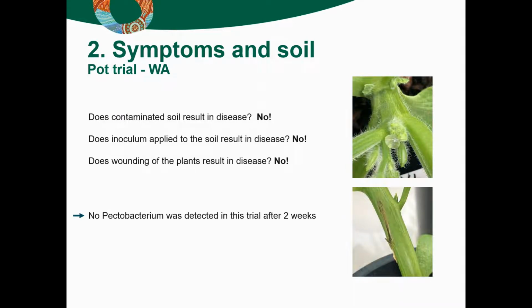So back over in Western Australia, we have another pot trial happening. Basically, the outcomes of this one was testing similar things. Does contaminated soil that's been directly inoculated result in disease? Not really. So it doesn't look like the soil will retain it particularly well. And does wounding result in disease? Again, not terribly well. So no Pectobacterium was detected in this trial. These are just some photos of what the plants looked like.